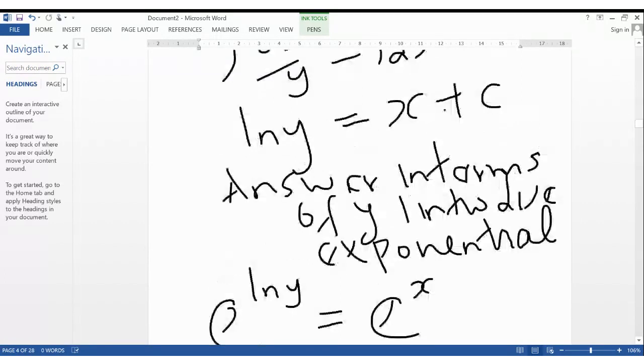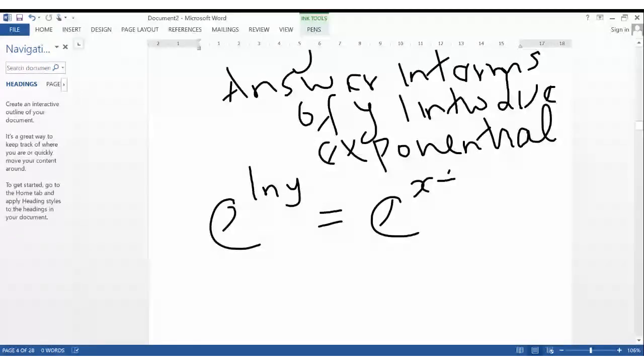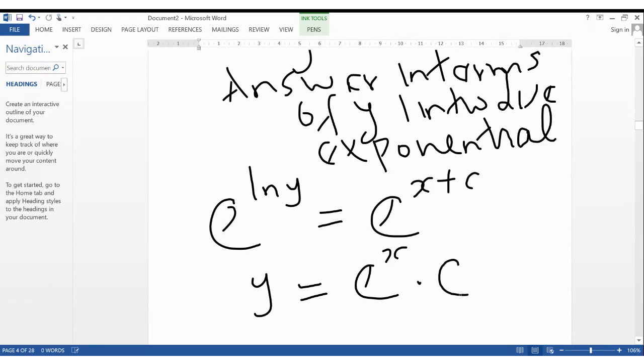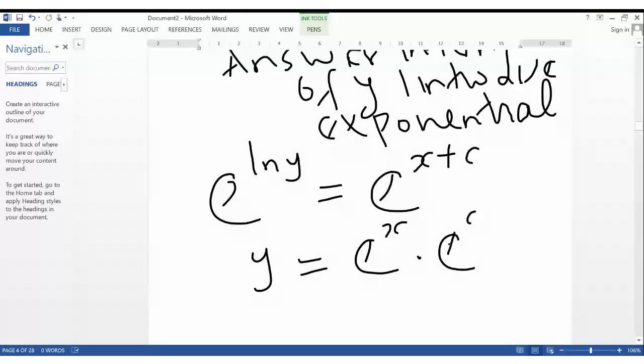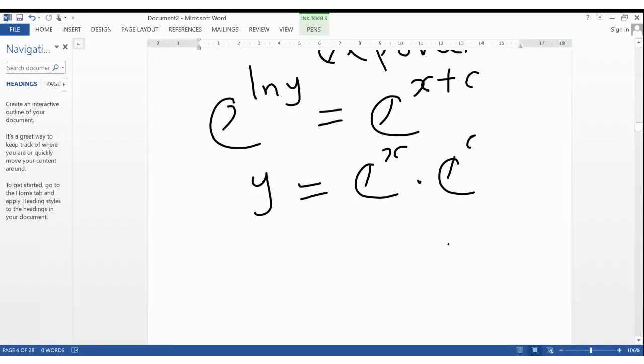Now, exponential of ln y will always go to y. For the other side I can use the laws of indices: exponential c times exponential x, because when you have a positive power, you multiply the same. But I can call this another letter, because it's still a constant, so exponential c is d. That's why you have y given by d exponential x. I think you'll see this one in some books.